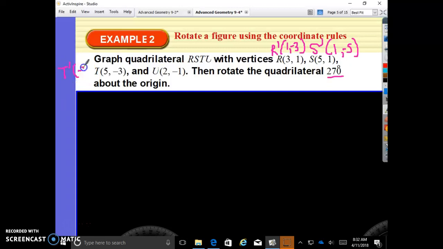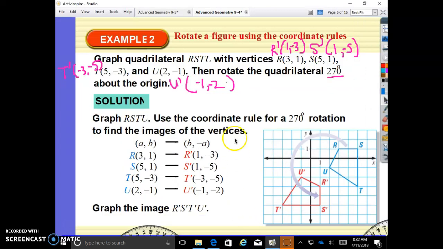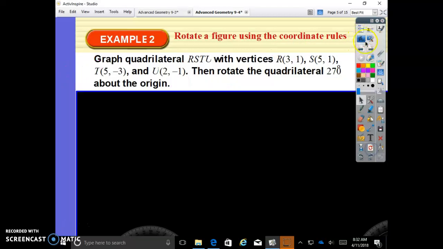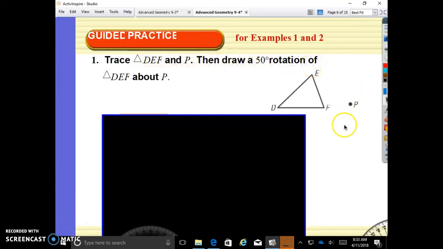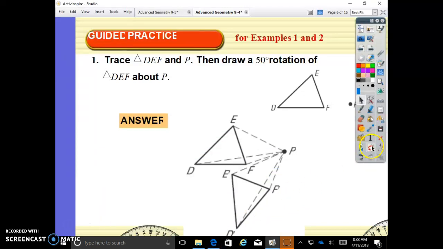Switch the x and the y, change the sign of the new y. And all I do now is just plot my originals and plot my image points, and it's that simple. Doing this rule prevents you from having to do more work. Work smarter, not harder. So if I'm going to do a 50-degree rotation about point P, I don't have any choice other than to use my protractor, unfortunately, because 50 degrees is not one of my rules.